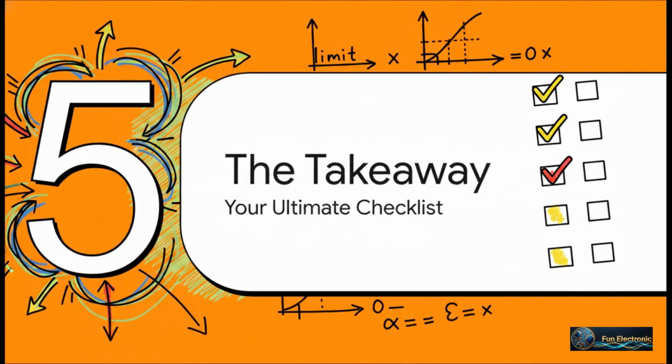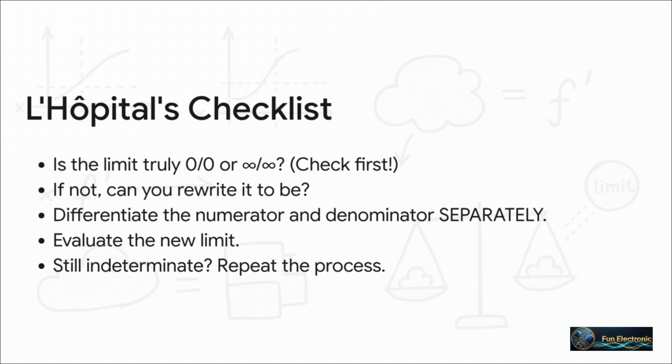All right, that was a lot, I know. So let's pull it all together into one simple, ultimate checklist that you can use every single time you see one of these tricky limits. Here you go. First, is the limit truly indeterminate? Always check if it's not one of the main two forms. Can you use some algebra to get it there?